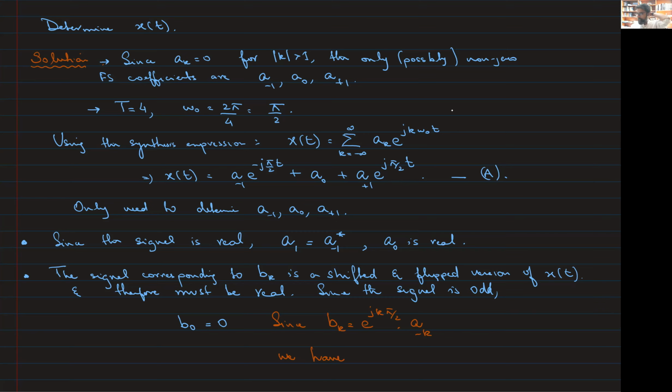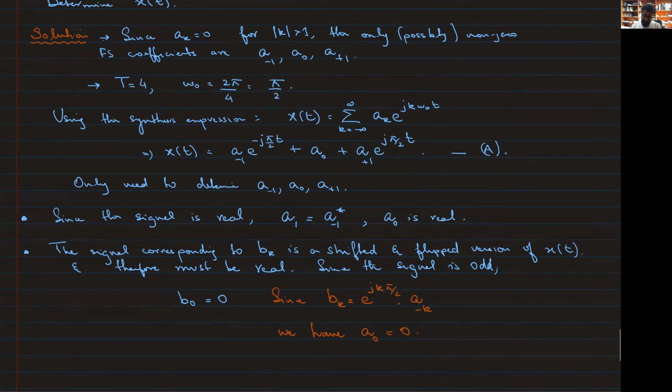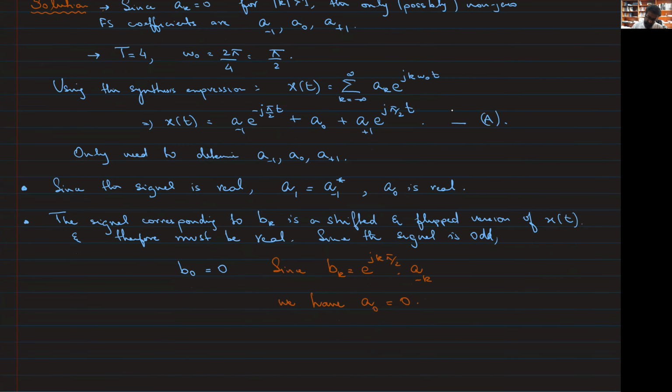Ibrahim says, excellent. So we have A naught must be equal to 0, because B naught is 0, and anything multiplied by 0 is 0. So now we're left with just two unknowns, A plus 1 and A minus 1.